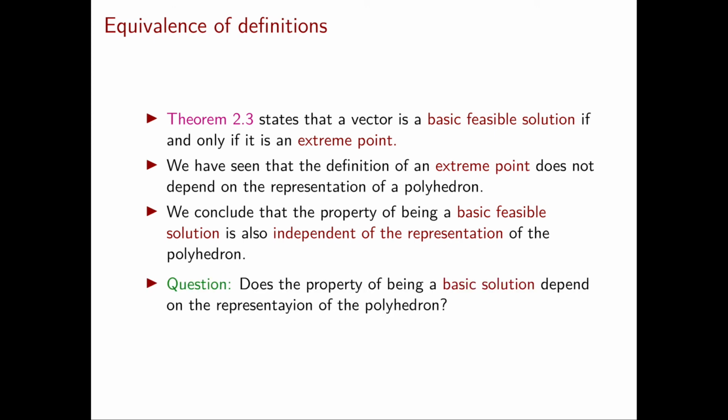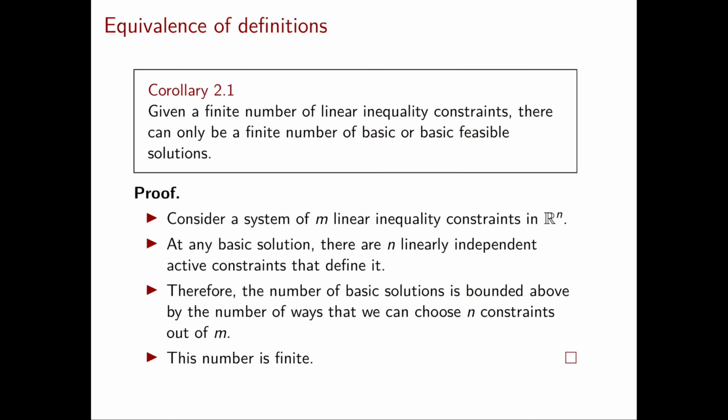A question that I have for you is whether the property of being a basic solution depends on the representation of the polyhedron given or not. Directly from the definition of basic solutions and basic feasible solutions, we obtain that for a given polyhedron, the number of basic solutions or of basic feasible solutions is always finite. How can we see that?